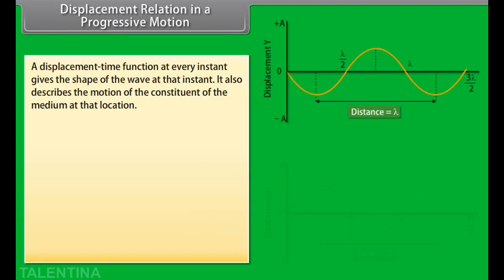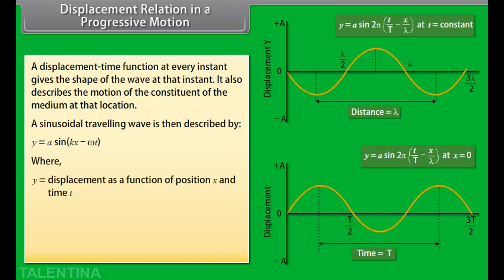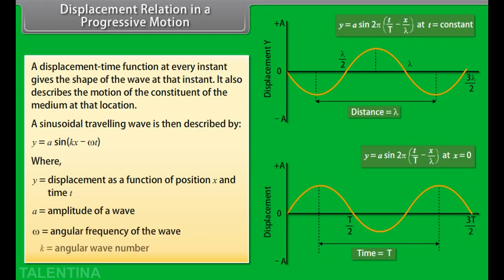Displacement relation in a progressive motion. A displacement time function at every instant gives the shape of the wave at that instant. It also describes the motion of the constituent of the medium at that location. A sinusoidal traveling wave is then described by y = a sin(kx - ωt), where y is equal to displacement as a function of position x and time t, a is equal to amplitude of a wave, omega is equal to angular frequency of the wave, k is equal to angular wave number.